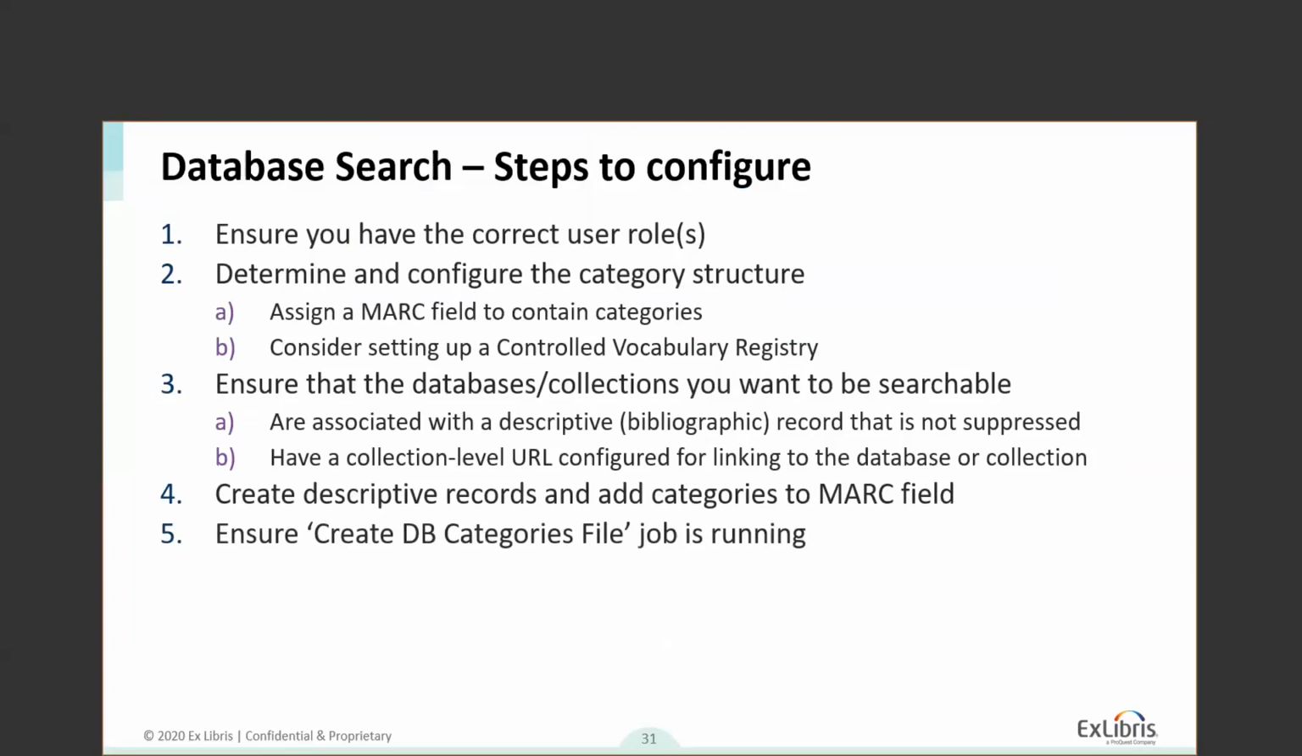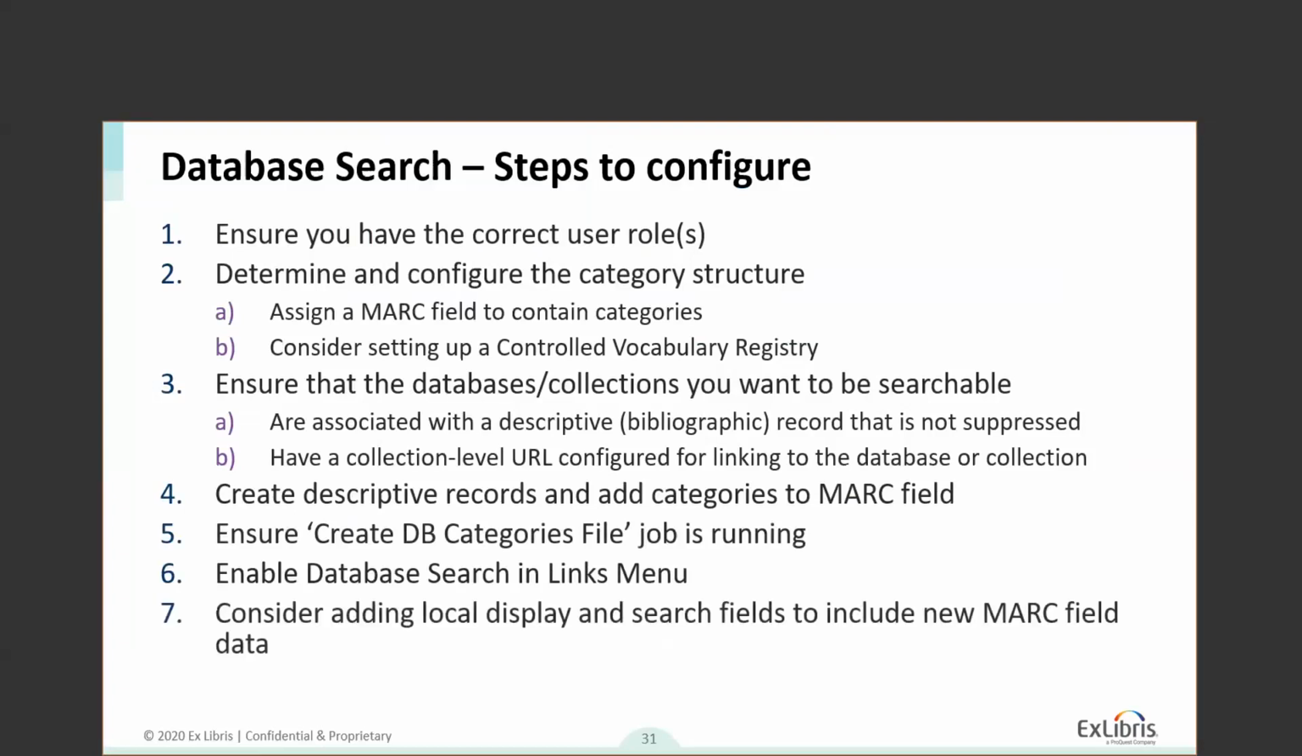There is a job very similar to the one we just saw, and we need to make sure it's running. We need to enable it again in the links menu so we have that dedicated search. And then since you've done all this work, you can consider adding the local field that you've created to search and display so that users can also see that.